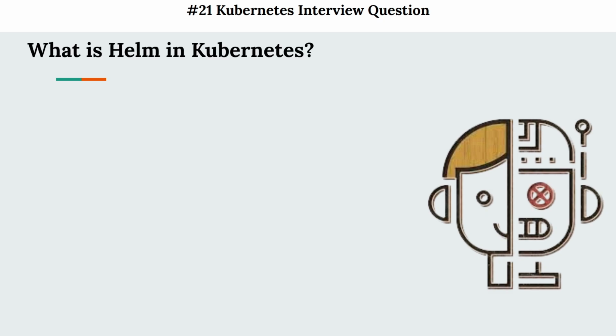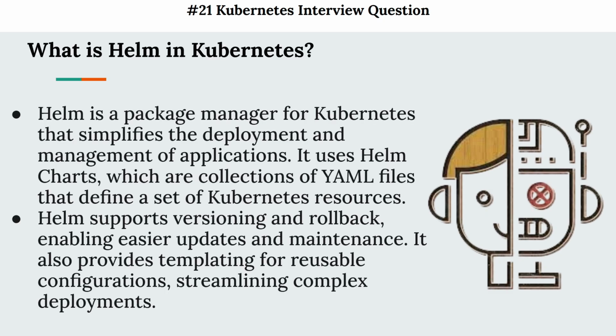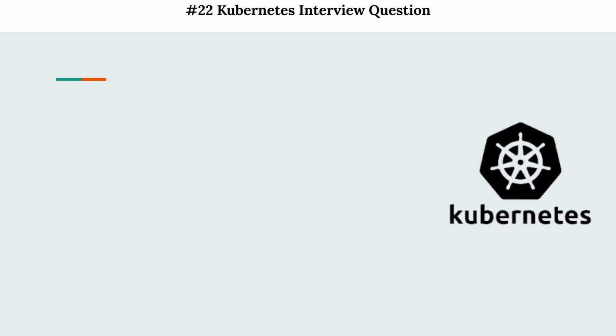What is Helm in Kubernetes? Let's see the answer. Helm is a package manager for Kubernetes that simplifies the deployment and management of applications. It uses Helm charts, which are collections of YAML files that define a set of Kubernetes resources. Helm supports versioning and rollback, enabling easier updates and maintenance. It also provides templating for reusable configurations, streamlining complex deployments. Let's move to the 22nd question.